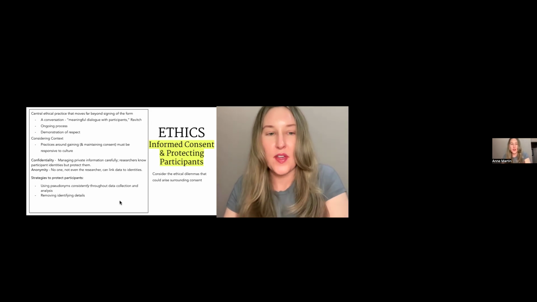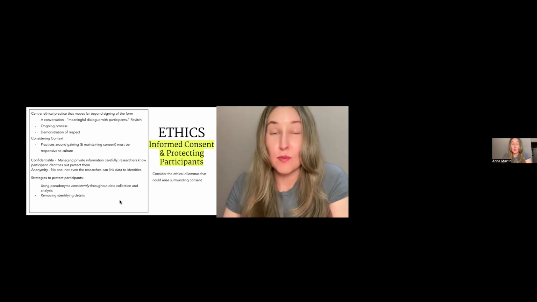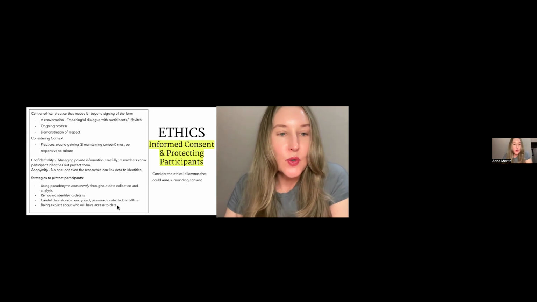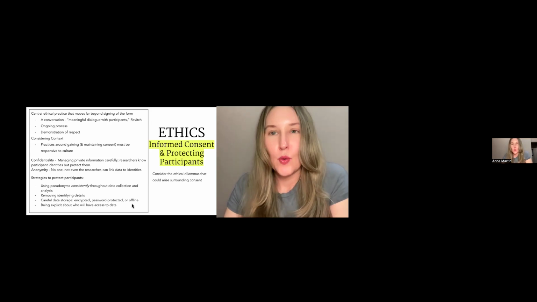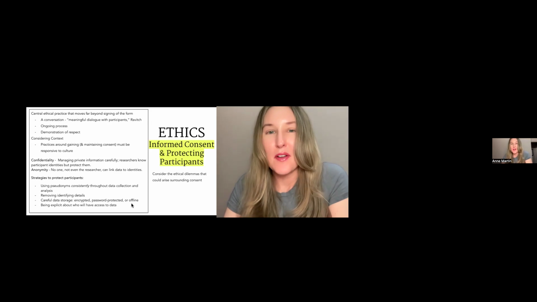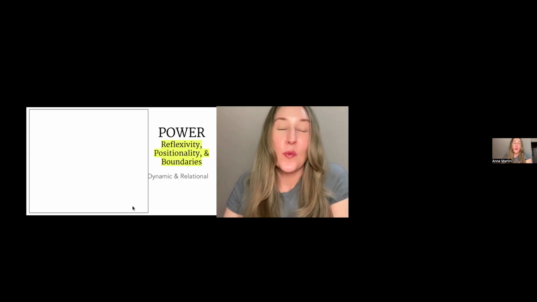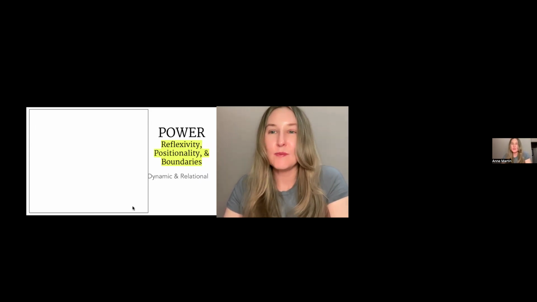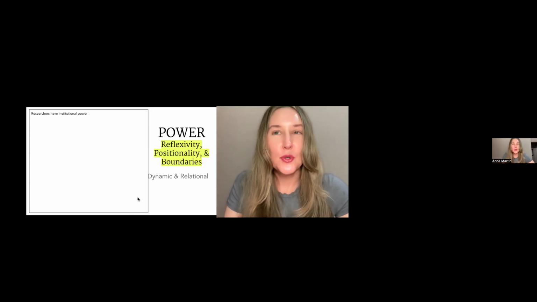And so it's important to think about what type of identifying details might come up in your study and how you will go about dealing with them. Having careful data storage and being explicit about who will have access to data. And we talked about this in terms of AI, and will AI have access to your data? In terms of power, this brings in the practice of reflexivity and how you can navigate your positionality and establish boundaries to really foster this dynamic and relational stance towards ethics.